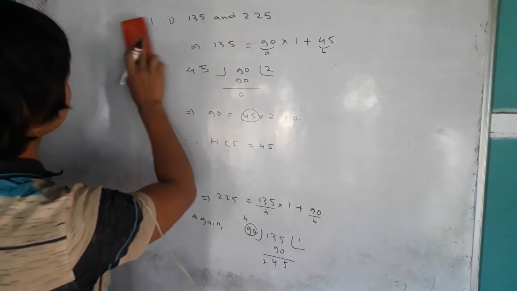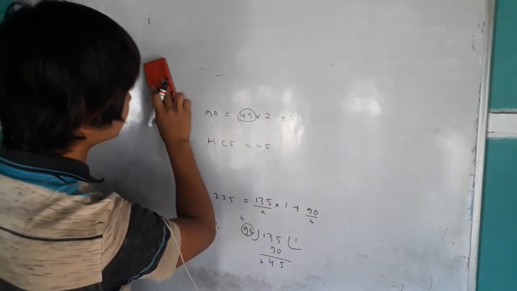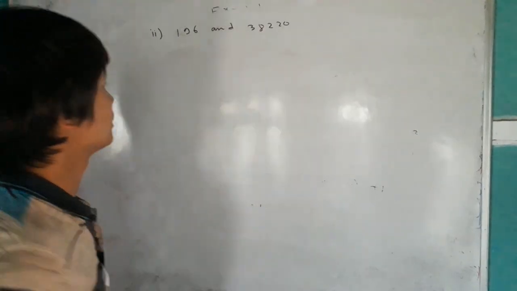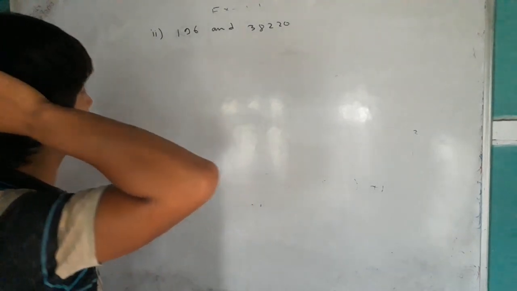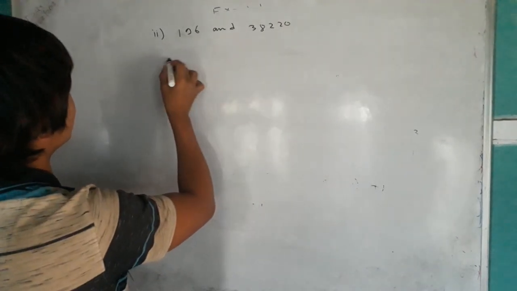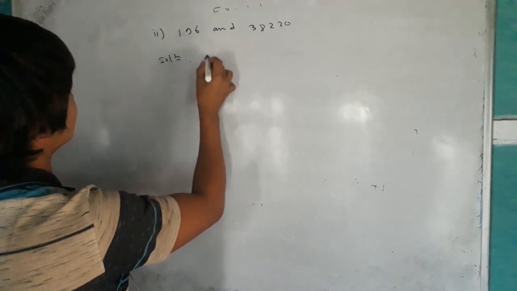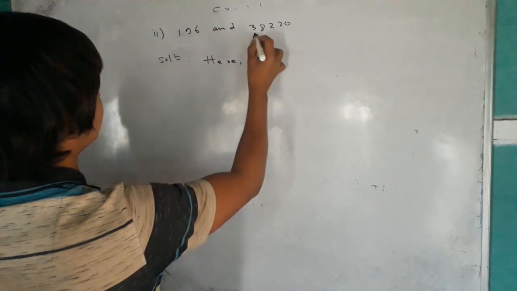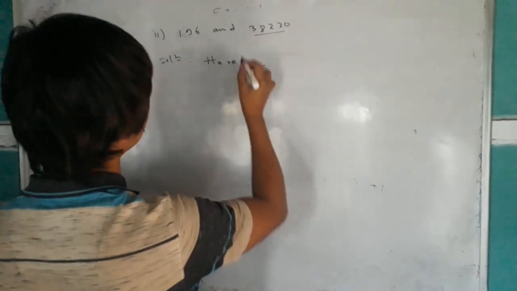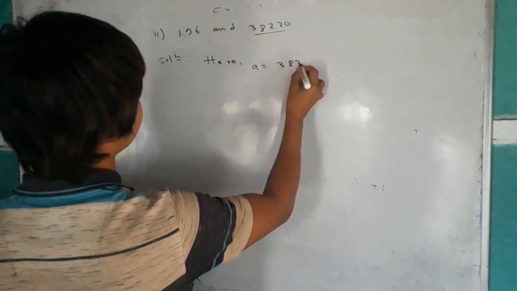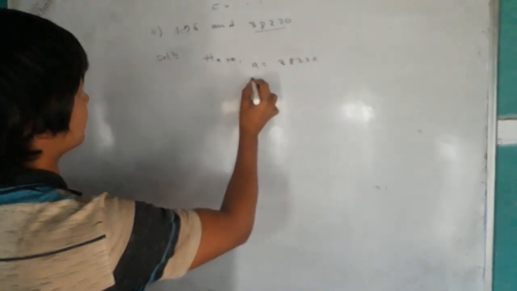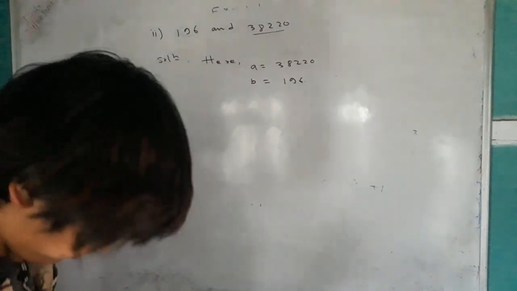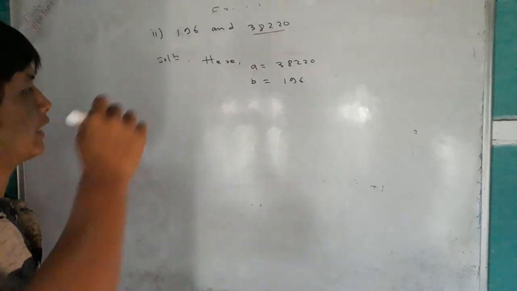Now the number two question. We move on to the second number. Here are two numbers, and we need to find the HCF of the two numbers. Before starting, A will be the larger number because we need to divide by the smaller number. B is 196. We need to apply Euclid's division lemma.